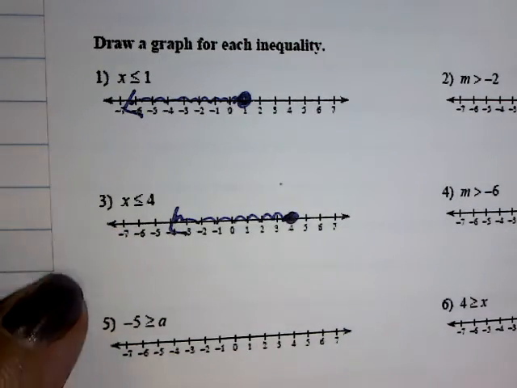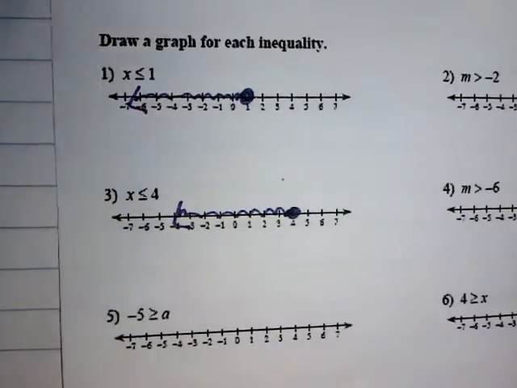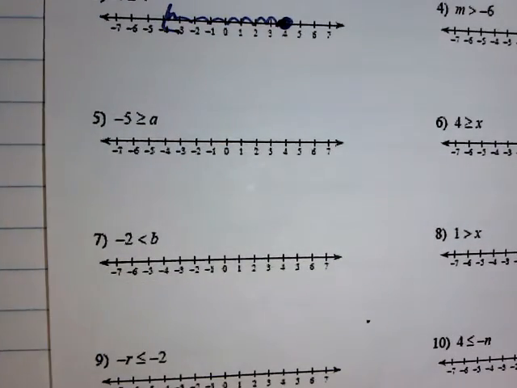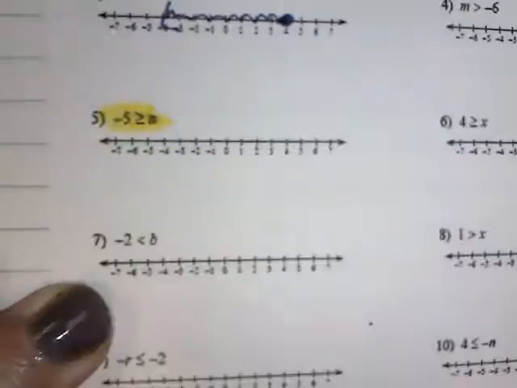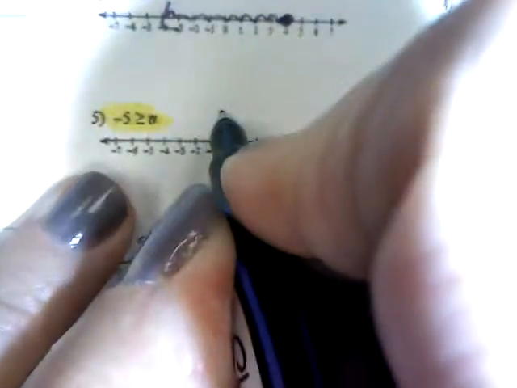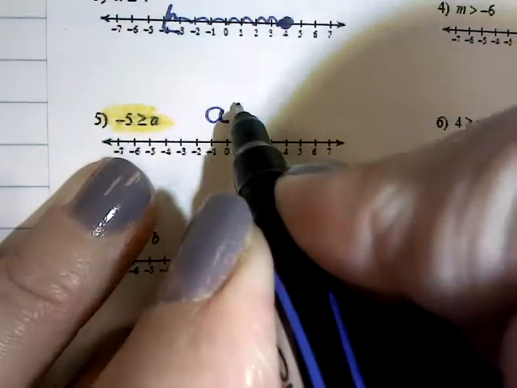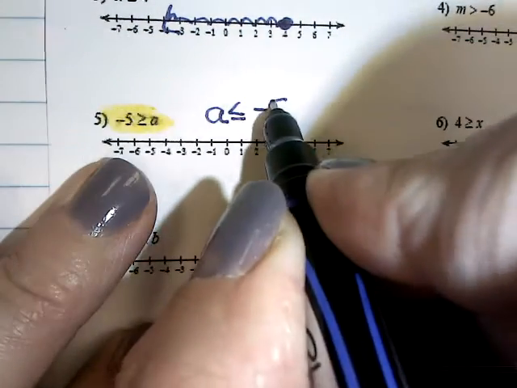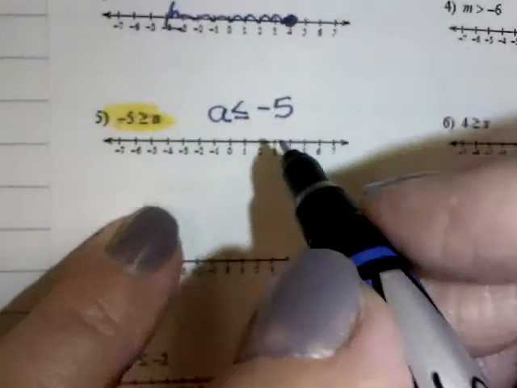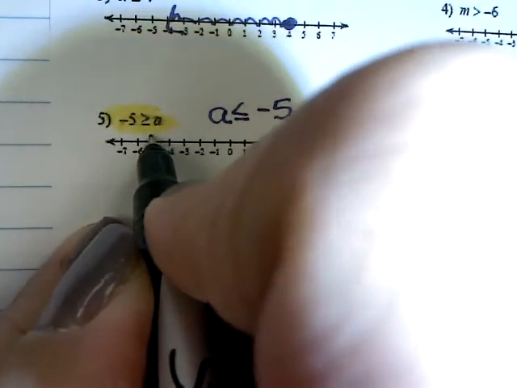Number 5. Ooh, I gotta watch number 5 because my A is on the other side. So go ahead and grab your crayon, color in your A, so that way you remember that you need to flip that around and flip it. A comes first, skinny end towards the A, -5 comes last. Okay, closed circle on -5. A is less.